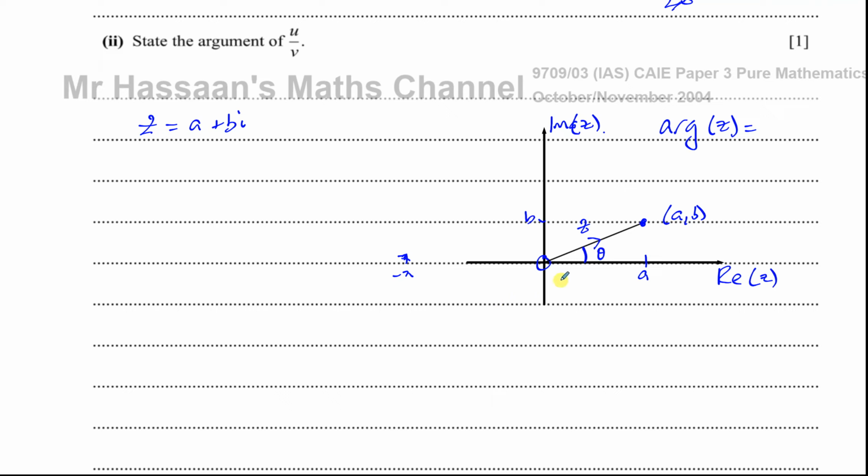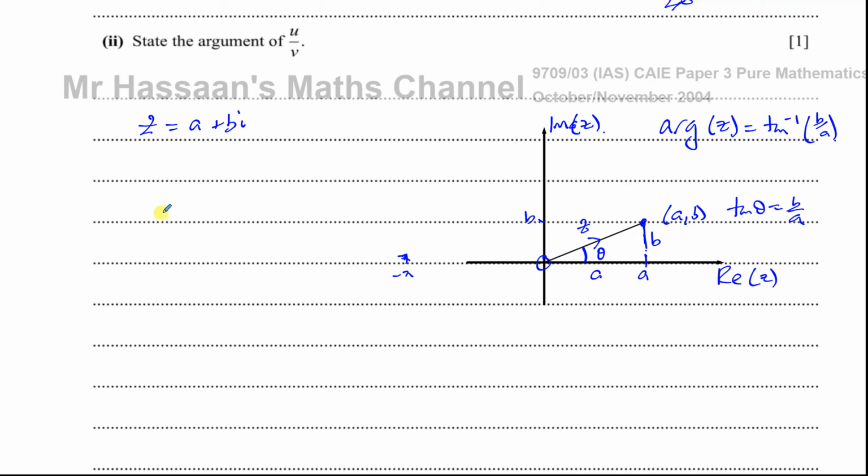That's the normal format. So the argument of z would be this angle, and this angle is found by using the tangent. This side is your b, this side is your a. So we can say that the tangent of theta is b over a, so the argument of z would be inverse tan of b over a.